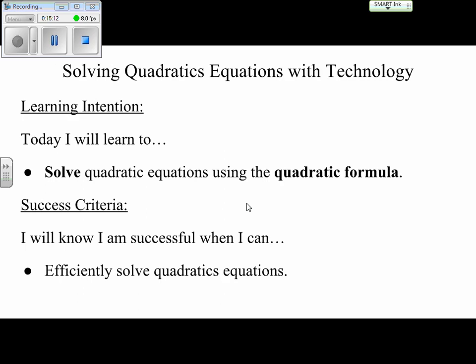All right, so that was solving quadratic equations using the quadratic formula. Till next time.